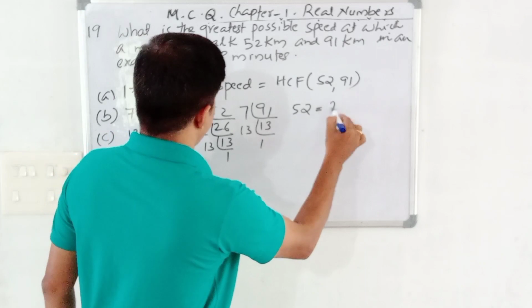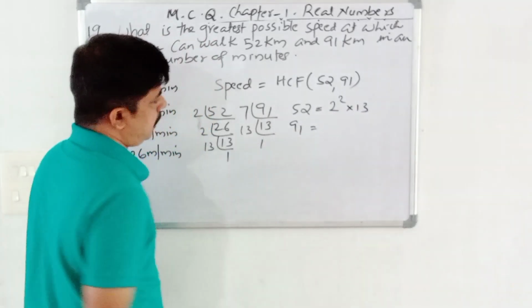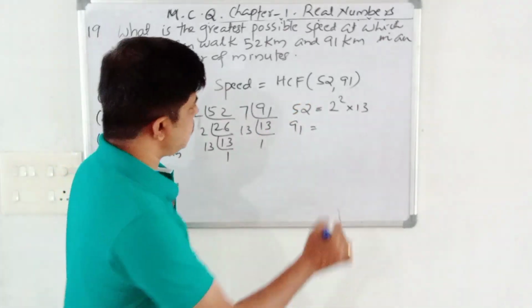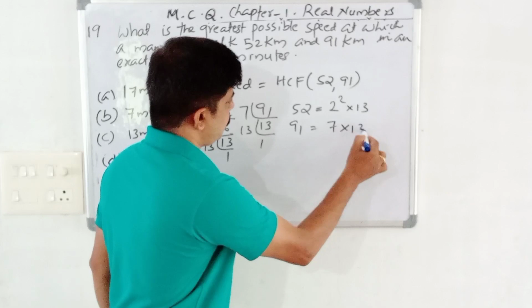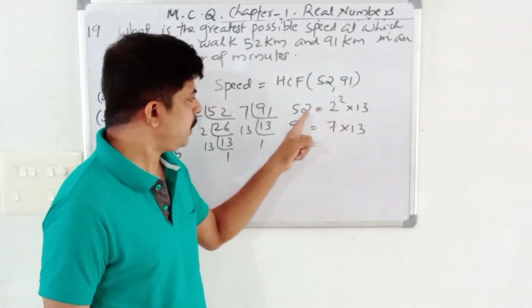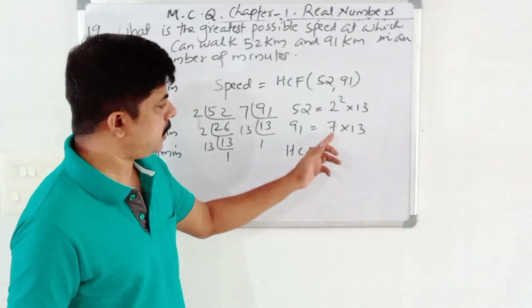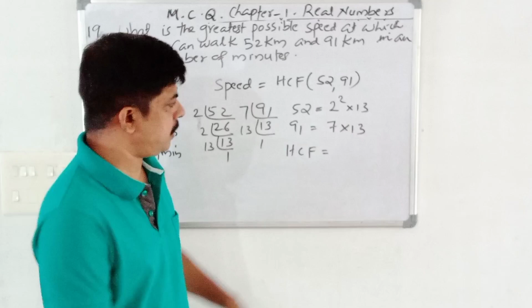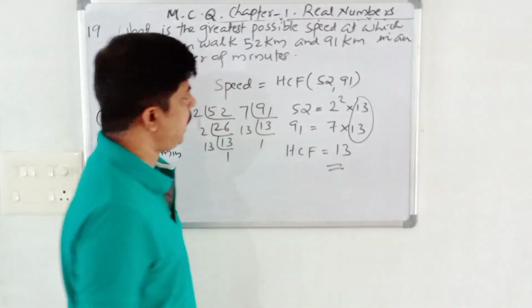We have to find the product of the least common prime factor. 91 we have 7 into 13. We have expressed both in exponential form. Now we are going to find the HCF. HCF is the product of the smallest power of each common prime factor. We have 13 as the only common number. Therefore 13 is the HCF.